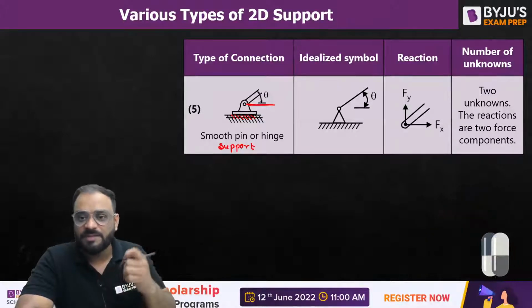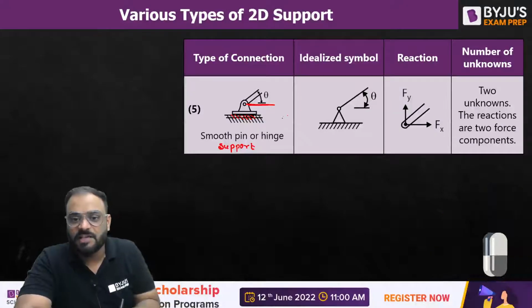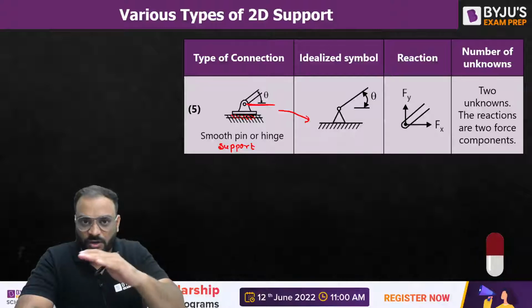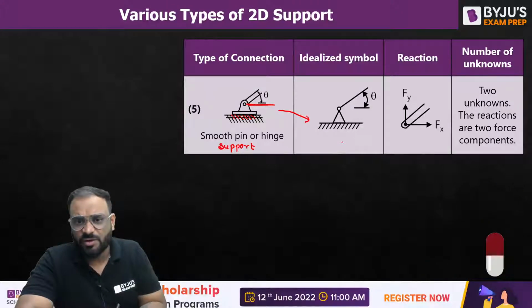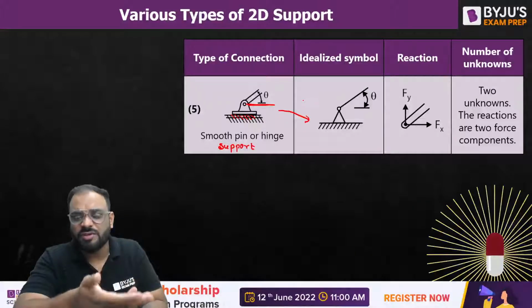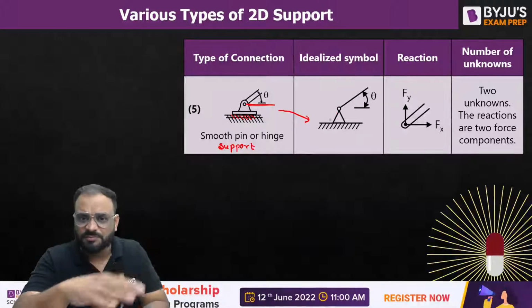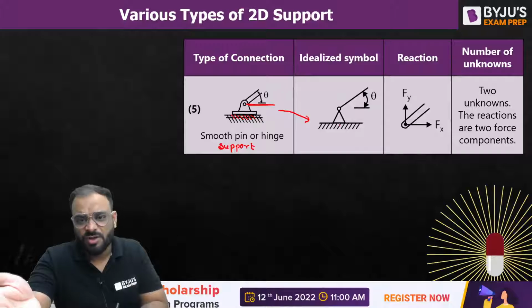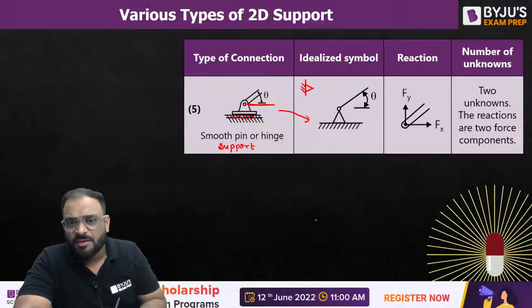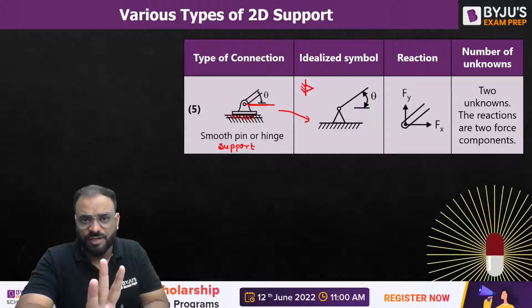Now how can you represent it? Very simple guys. Either you can draw a triangle which is to be placed on a horizontal surface like this, or it may be possible on some vertical surface also, but most of the time you may find this particular support is to be placed on a horizontal surface. If it is vertical, let me show you that it is to be like this. Clear?